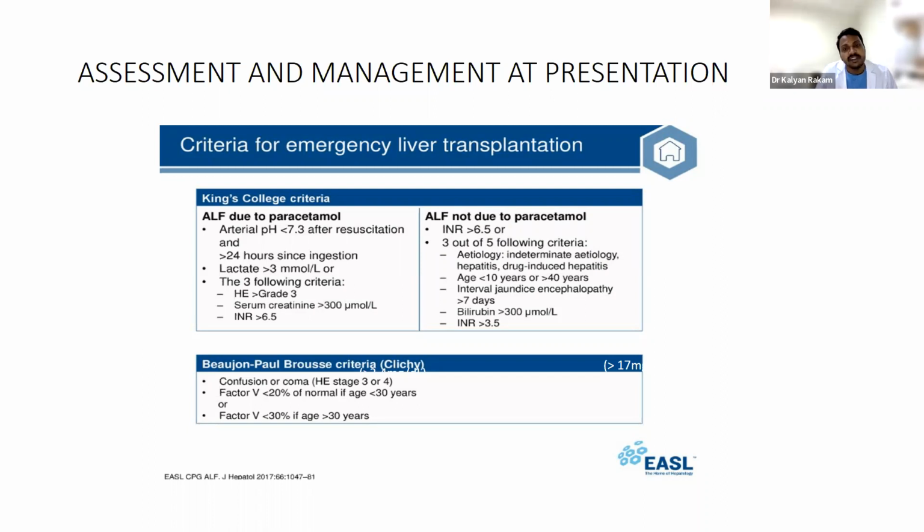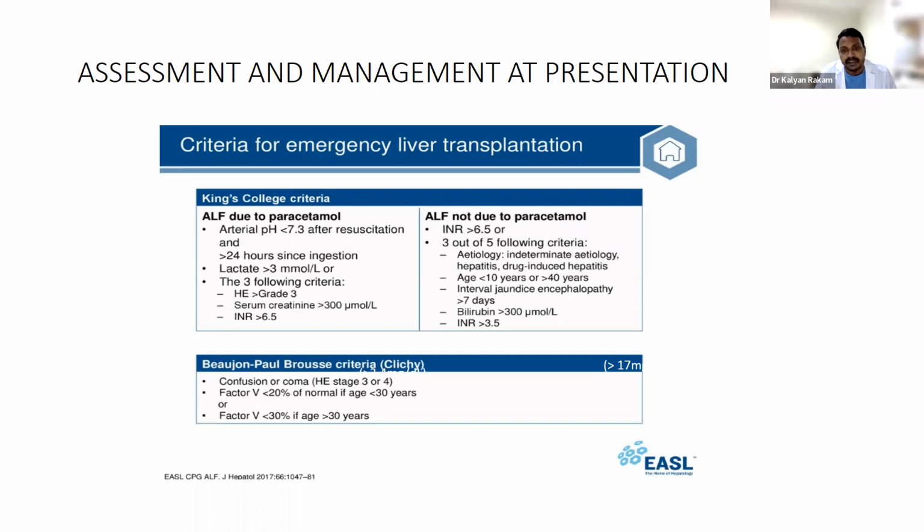In our case, it is acute liver failure because of hepatitis A, and the INR of the patient is 3.5. Ideally it should be greater than 6.5, so she's not fitting into the transplant criteria. Let us see the minor criteria, if there are any 3 out of 5 criteria.